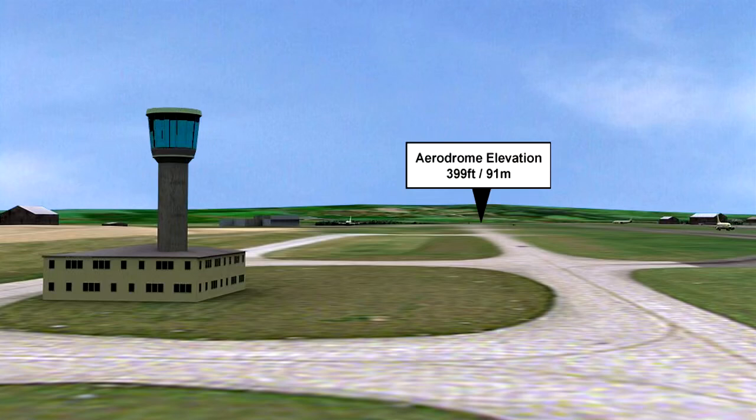The aerodrome elevation is the highest point on the landing area, measured to the nearest foot or half metre above mean sea level. The thresholds of non-precision runways are measured to the same standard. Those of precision runways are measured to the nearest foot or quarter metre.